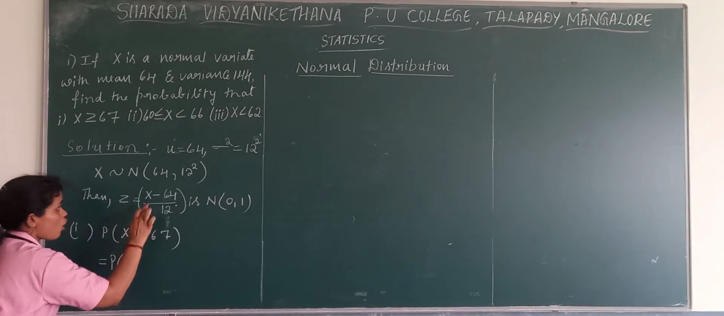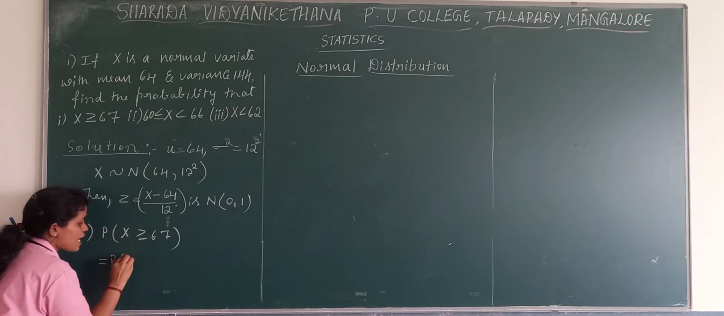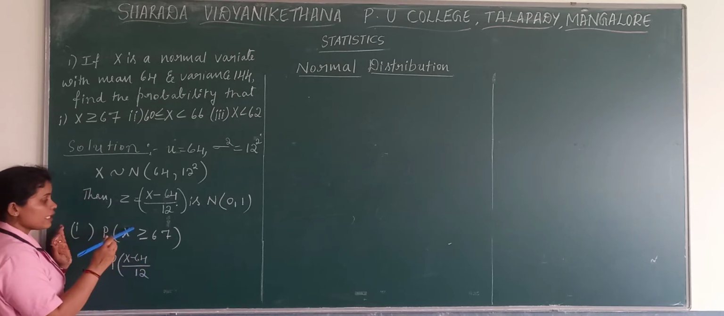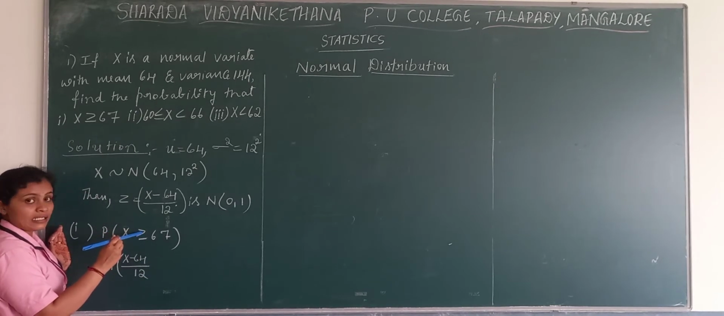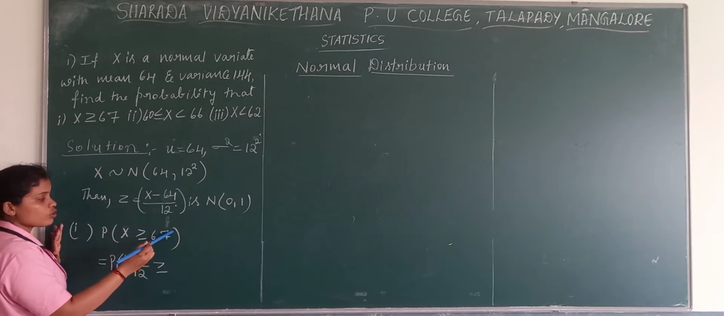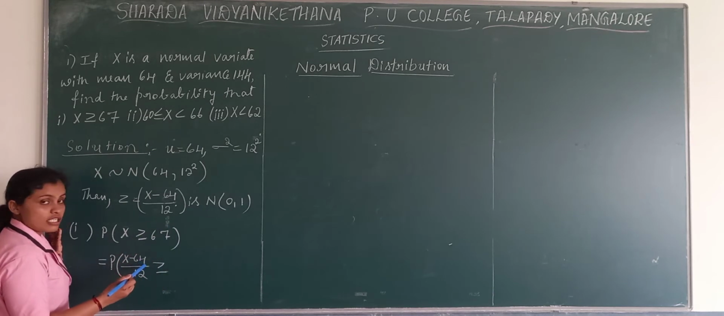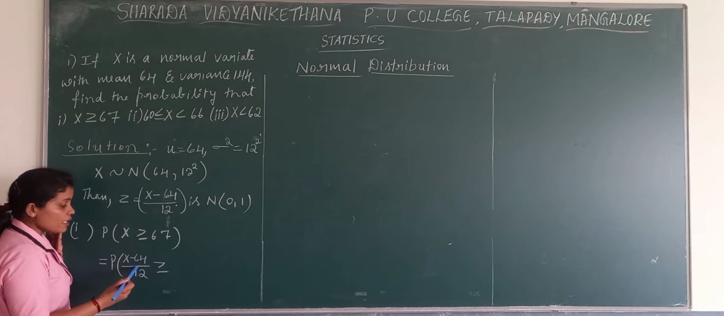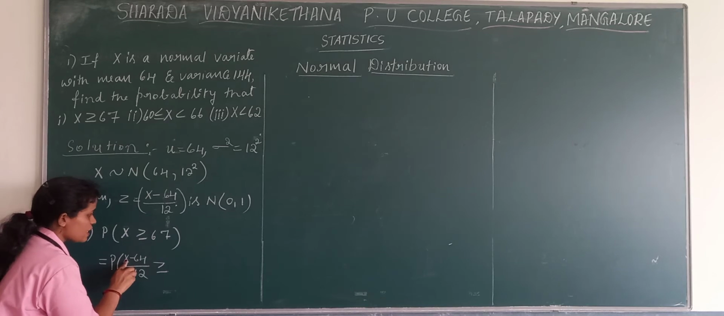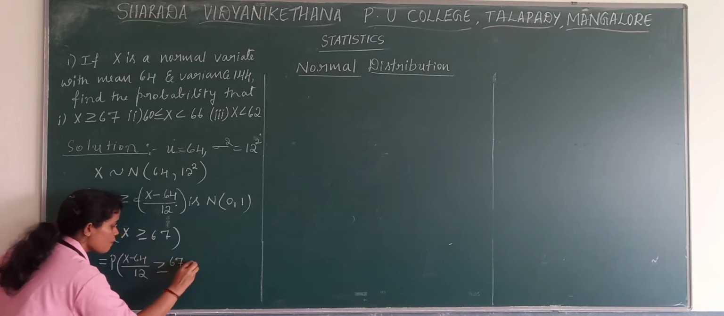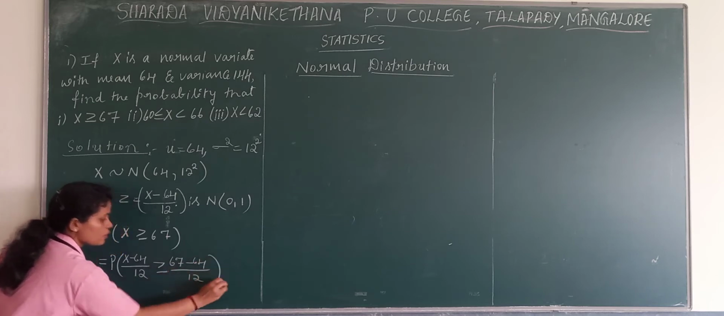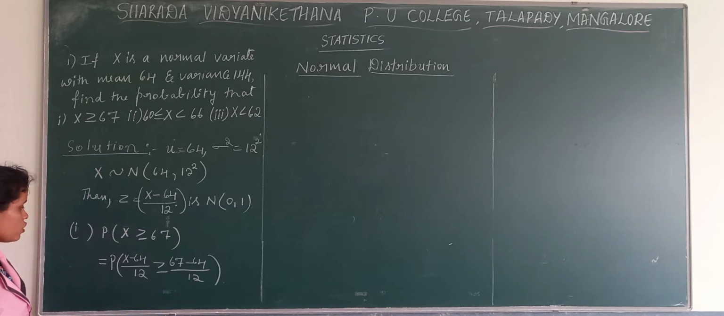So P of x minus 64 divided by 12. This is in place of x. Then write again that same symbol as it is. Now what do we need to do with this? Here once again we need to substitute this particular formula, but where there is x, we need to substitute 67. So in place of x, 67 minus the rest as it is, 64 divided by 12.